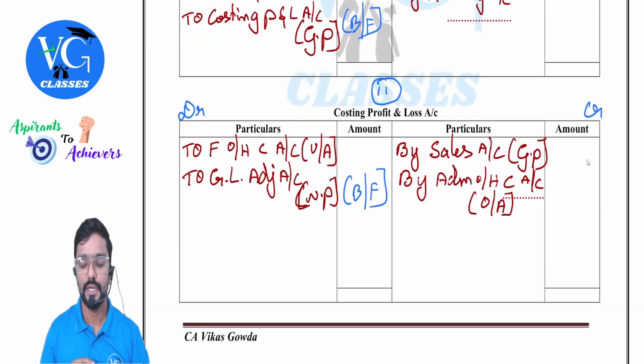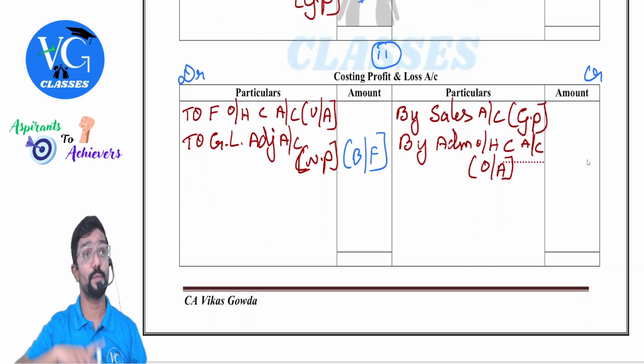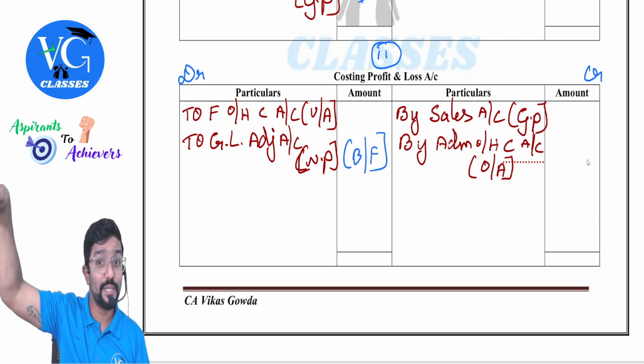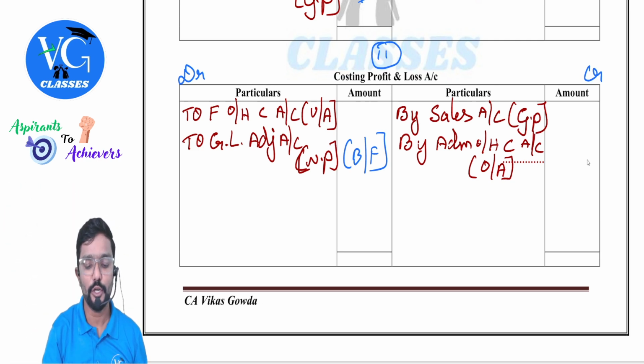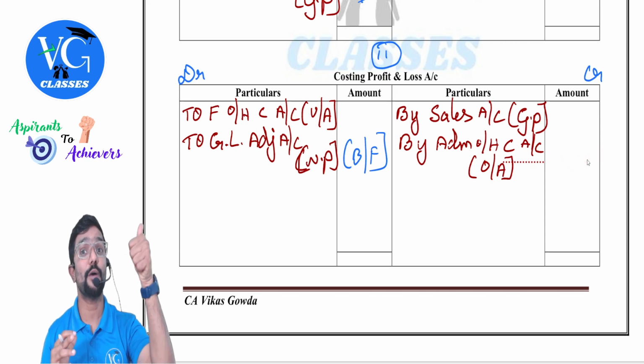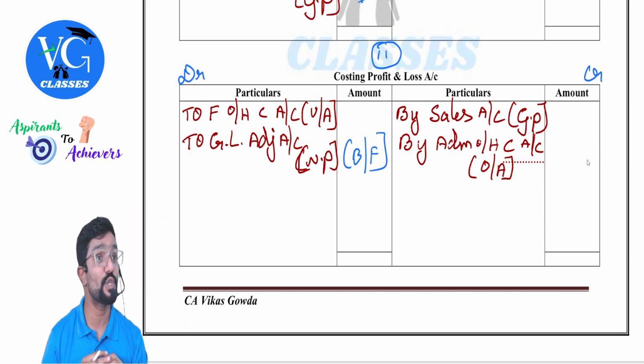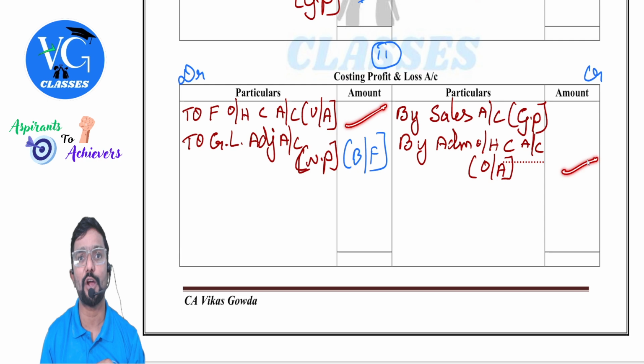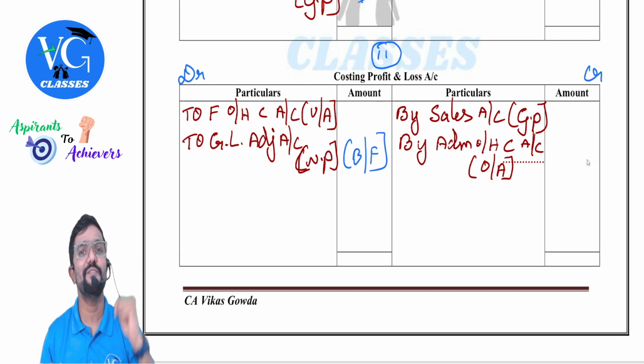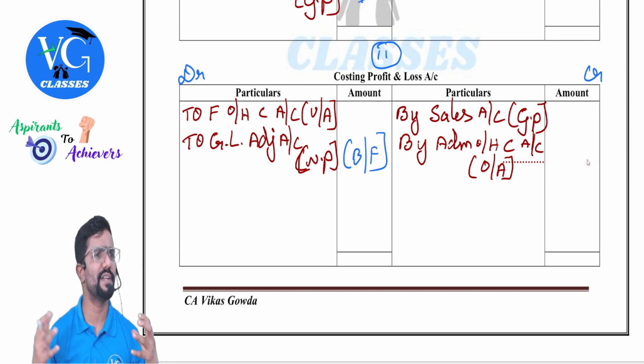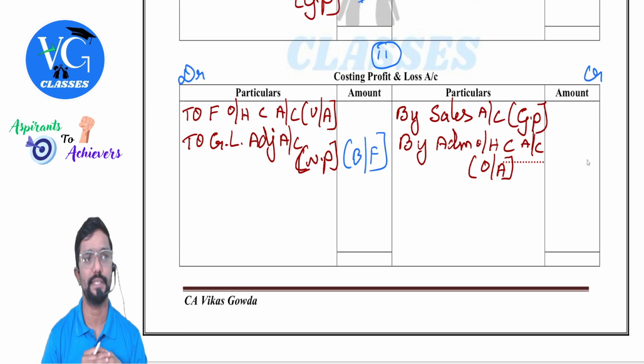Clear? Next, if there is any under absorption or over absorption in the overhead account, we transfer it to costing P&L account. If it is under absorption, record it on the debit side. If it is over absorption, record it on the credit side. Same way, if there is abnormal loss or abnormal gain in the stores ledger, if it is abnormal loss, record it here. If it is abnormal gain, record it here. Same way, in wages control account, I told you, if there is any difference, what is it? Wages paid for abnormal idle time, record it on the debit side.